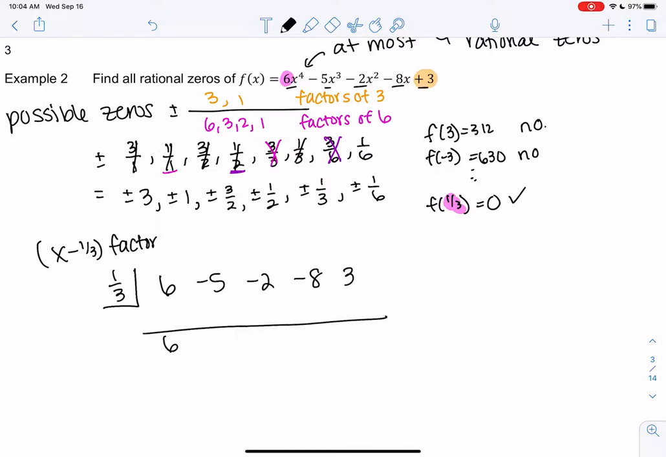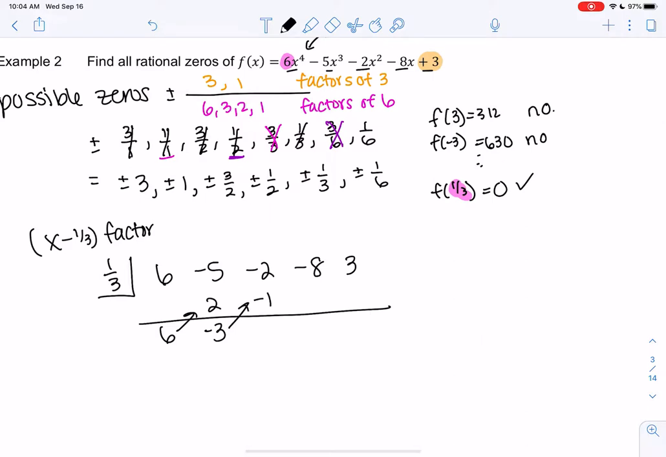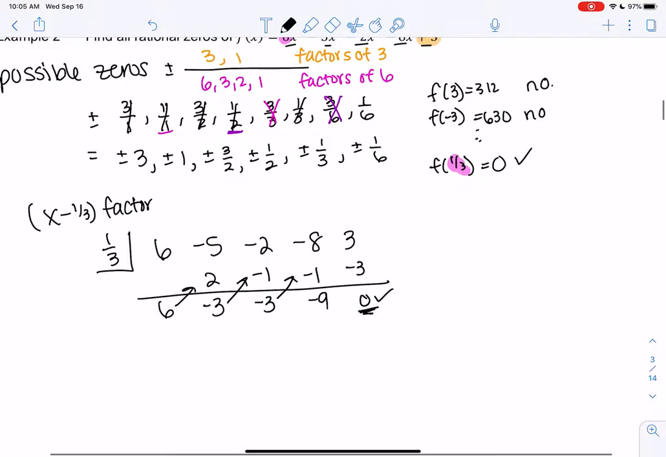So 6, what do we get? 6 times 1/3 is 2, we get negative 3. 1/3 times negative 3 is negative 1, negative 3, so we get negative 1 again. I'm going to start doing this faster because we've been practicing. Negative 9, and then we multiply and we get negative 3 and we get 0. So this better be 0 if it's a 0.